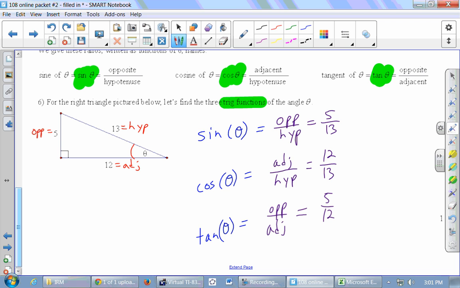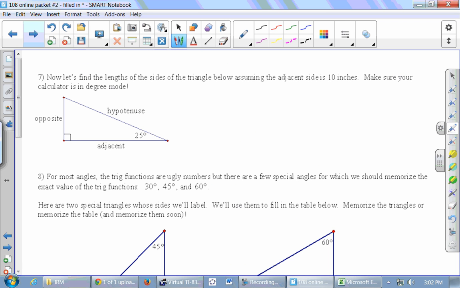Okay, so hopefully we got cosine of theta is 12/13, and tangent of theta is 5/12. Next page. Now let's find the lengths of the sides of the triangle below. Assuming the adjacent side is 10 inches, make sure your calculator is in degree mode. Okay, it says the adjacent side is 10, so we'll put 10 there. And we're trying to find the lengths of the other sides of the triangle.